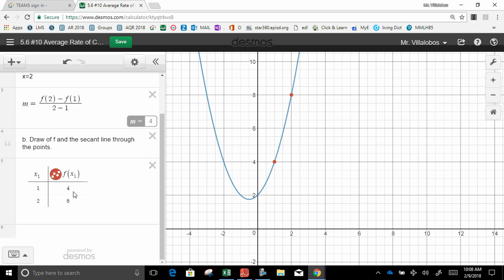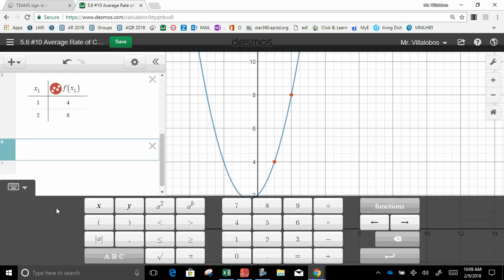8 minus 4 is 4. 2 minus 1 is 2. 4 divided by 2 is, 4 divided by 1 is 4, right? Because that's 1 and that's 4. Okay, and here you can see that it goes up 2, 4, and over 2. So slope of 4. Now how do I draw the graph?